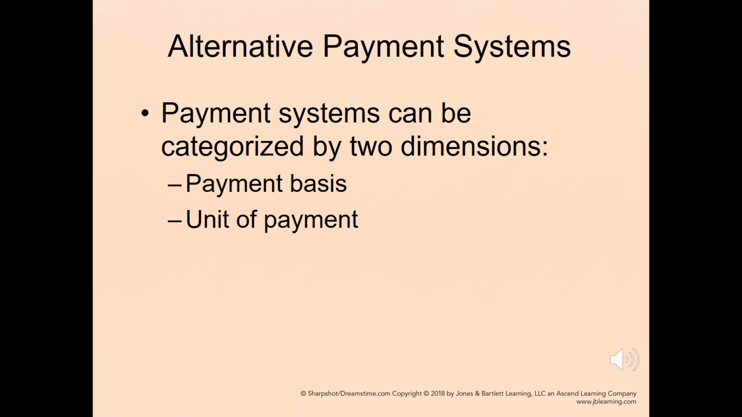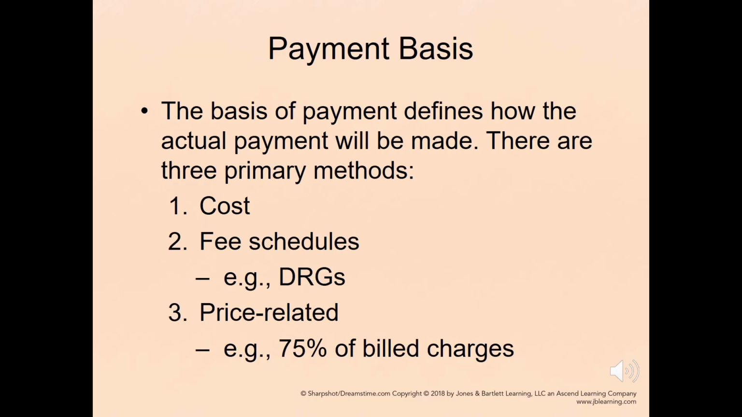Alternative payment systems. Payment systems can be categorized by two dimensions: payment basis or unit of payment. For the payment basis, the basis of payment defines how the actual payment will be made. There are three primary methods. One is cost, two is on a fee schedule, for example, a DRG, or three, they're price related, for example, 75% of billed charges.